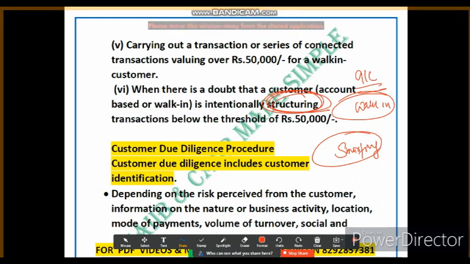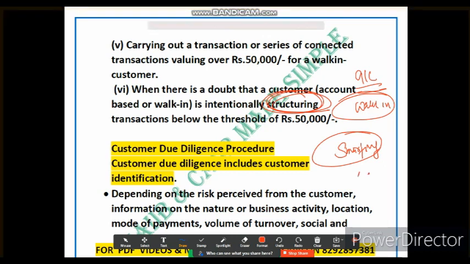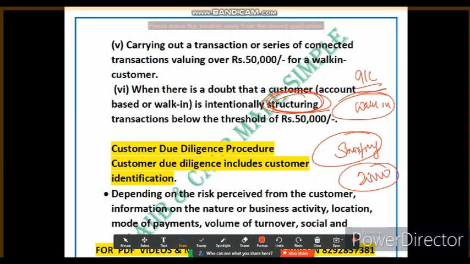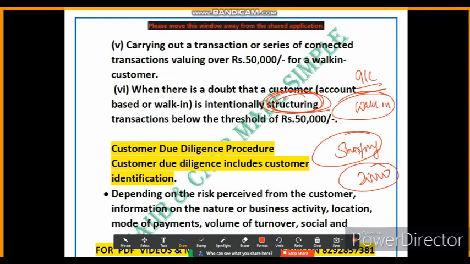Suppose a customer frequently conducts transactions below the 50,000 limit. Suppose he conducts a transaction of 20,000. Especially if it appears to be a deliberate pattern, the bank may suspect structuring. In such a case, the bank will initiate the CDD procedure to gather additional information, assess the customer's transactions and behavior, and determine if there is any illicit intention behind the structuring.